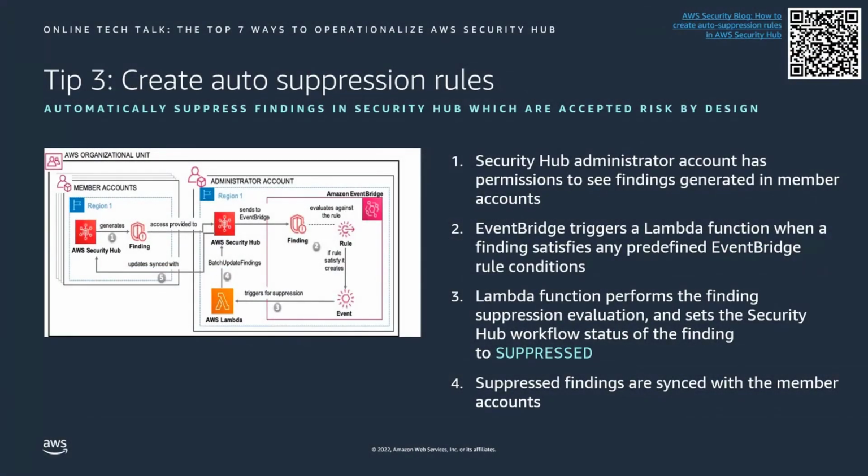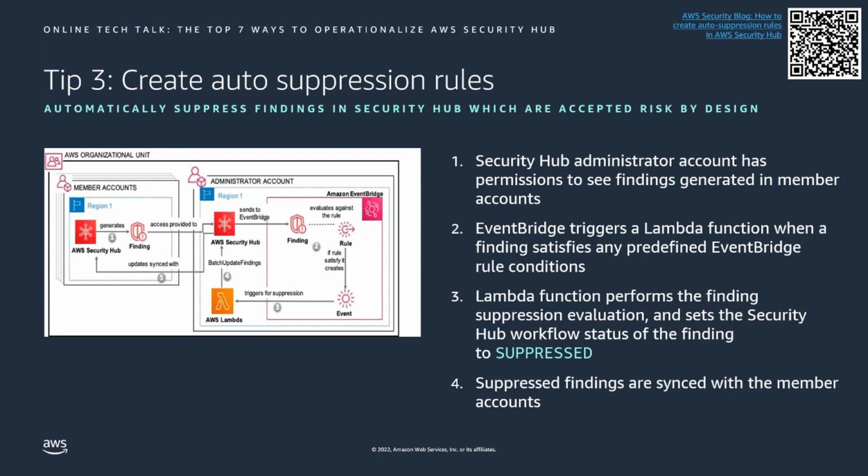Okay, so for tip 3, let's see how we can create auto-suppression rules for specific types of findings in Security Hub, such as the ones that are an accepted risk by design or have a compensating control in place. By automatically suppressing these findings that don't require follow-up action from your security team, you can concentrate on investigating and remediating findings that are not yet resolved.